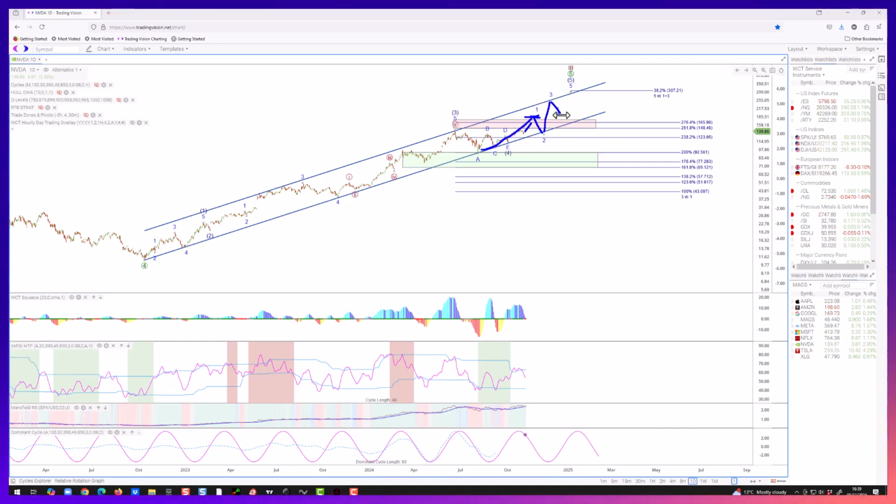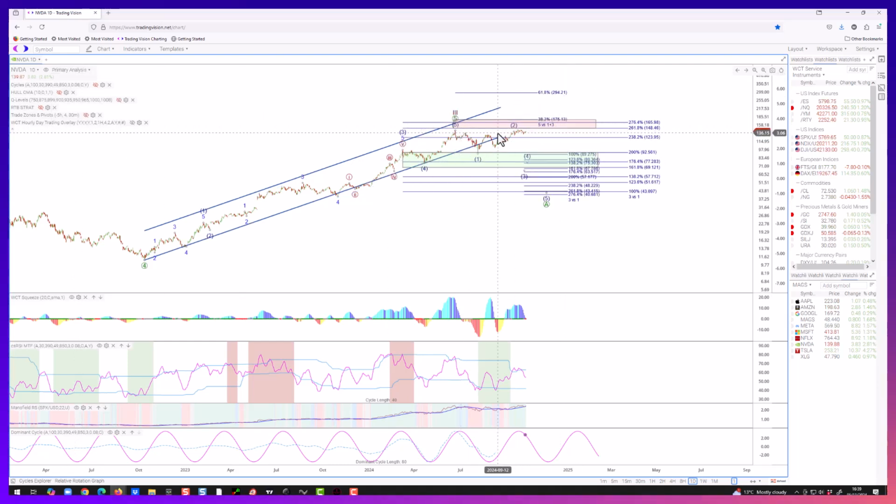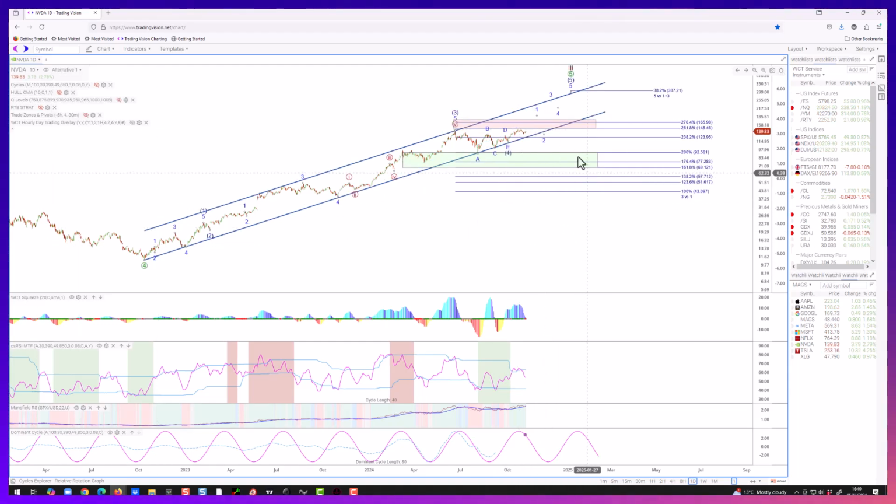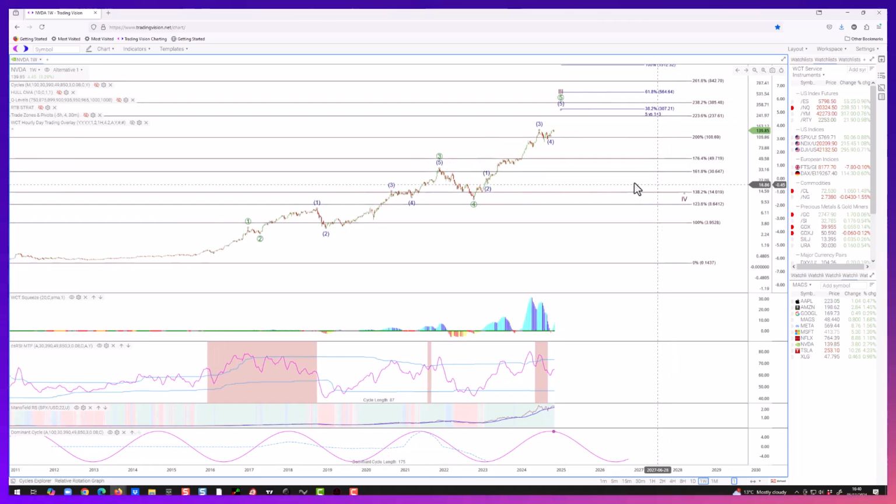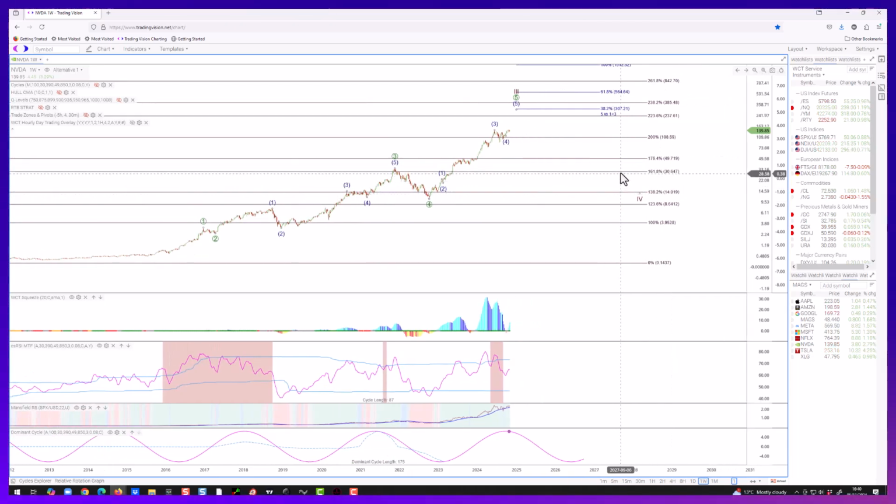We don't subdivide again. So the 165 area would be the top of it. There is also the possibility with Nvidia that it has indeed already topped, and that what we're seeing is the beginning of the A wave down of a much larger correction. What I would suggest to you is either way in Nvidia, that the next move down is going to be enormous. I think it takes us all the way back to at least $30 and possibly lower.